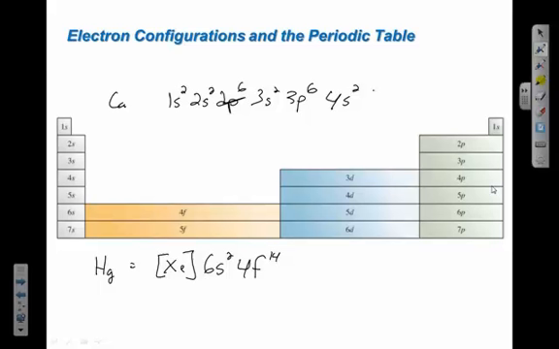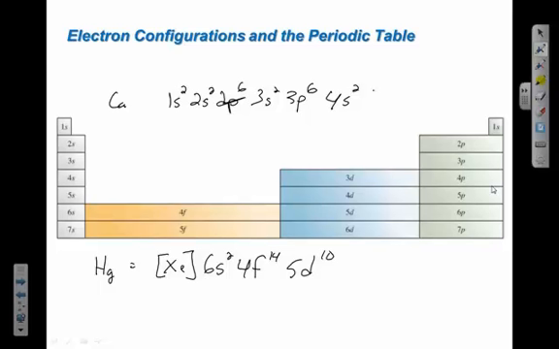So anyway, I fill up the 4F14. That gets me here, the element 71. Then I come back over here. Now I'm in the D block, and it's the 3, 4, 5, the 5D block. So after the 4F14, I fill in the 5D10. That gets me to the end of the D block. That's mercury.